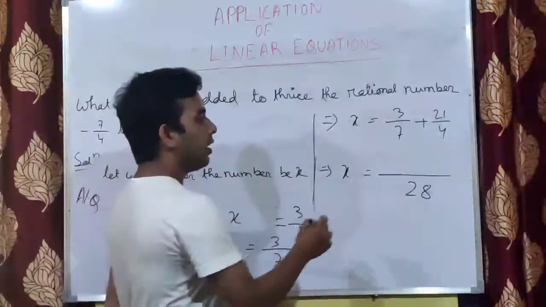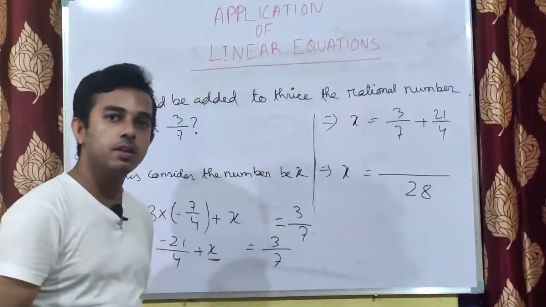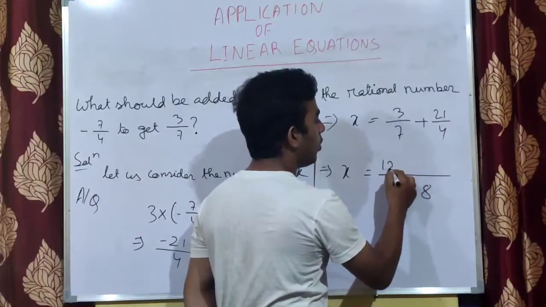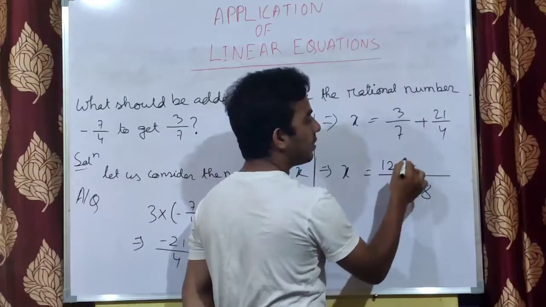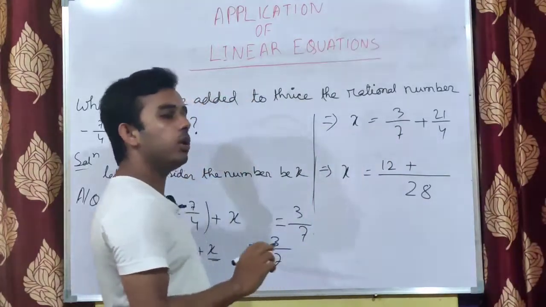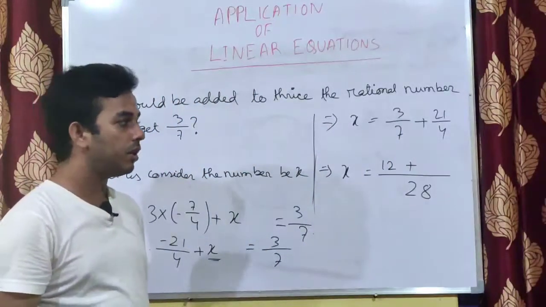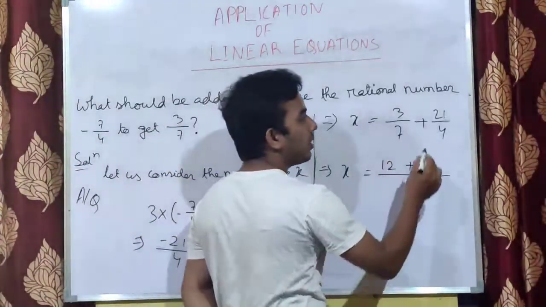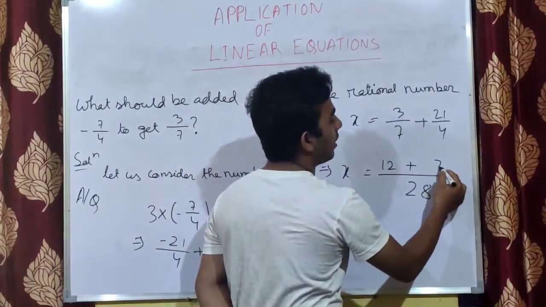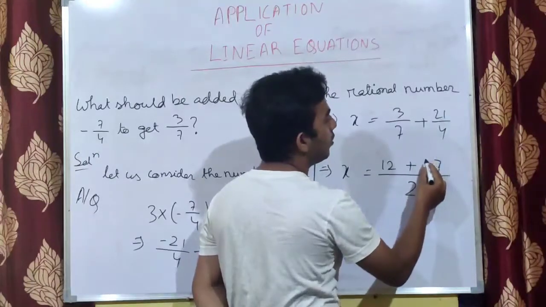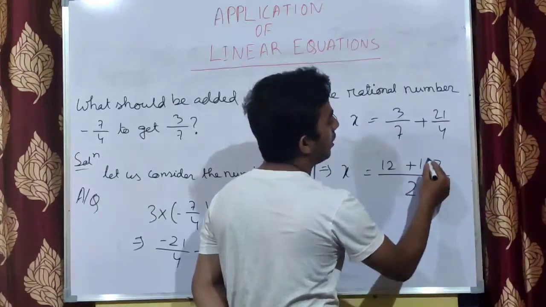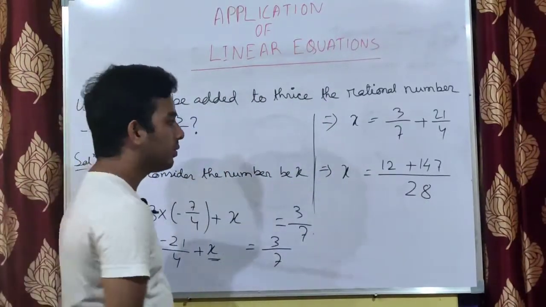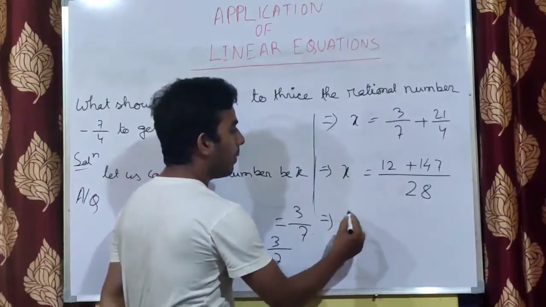Now 28 divided by 7 is 4. Then 4 into 3 is 12. Then the plus sign. Then 28 divided by 4 is 7. Now we multiply 7 with 21. So 7 ones are 7, then 7 into 2 is 14, right? Now we will add this 12 and 147.